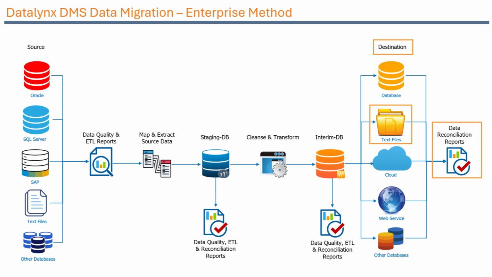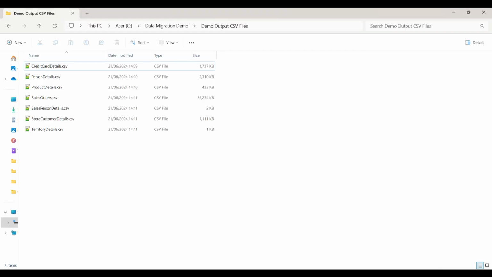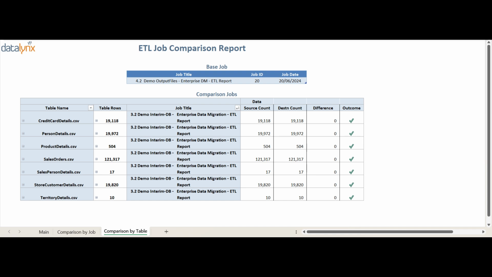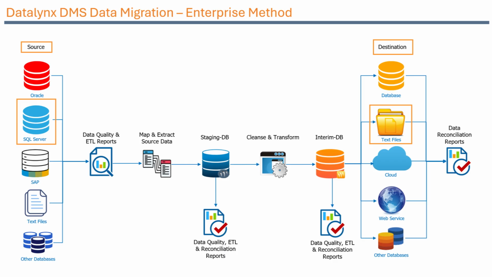For this demonstration, we are generating CSV files using DMS Data Exchange. We have successfully generated 7 CSV files on our local machine using DMS Data Exchange. Following this, we will generate a reconciliation report to compare the record counts between the interim database and the output files. As the record counts match perfectly, we can confirm the successful migration of data from the AdventureWorks source database to the output CSV files using Datalynx's DMS products and solutions.